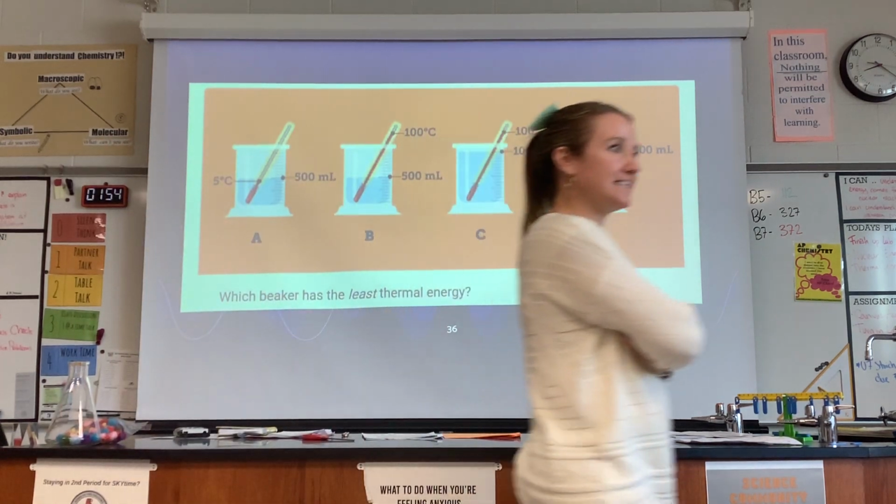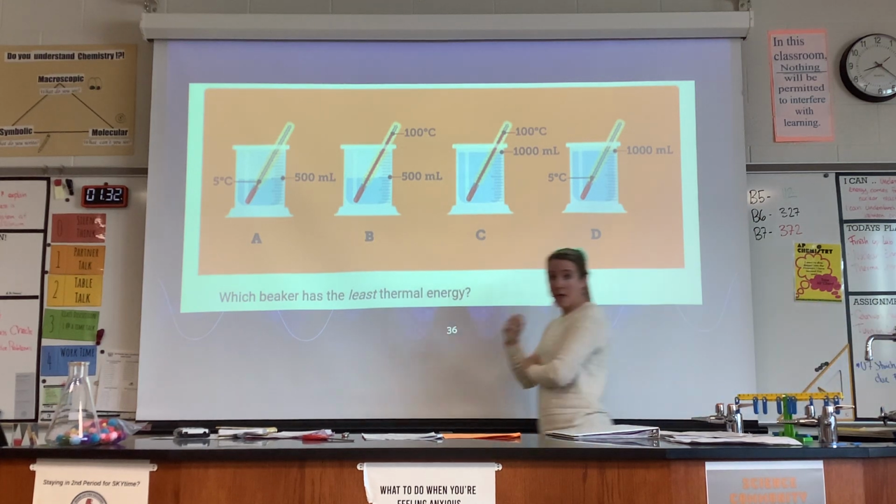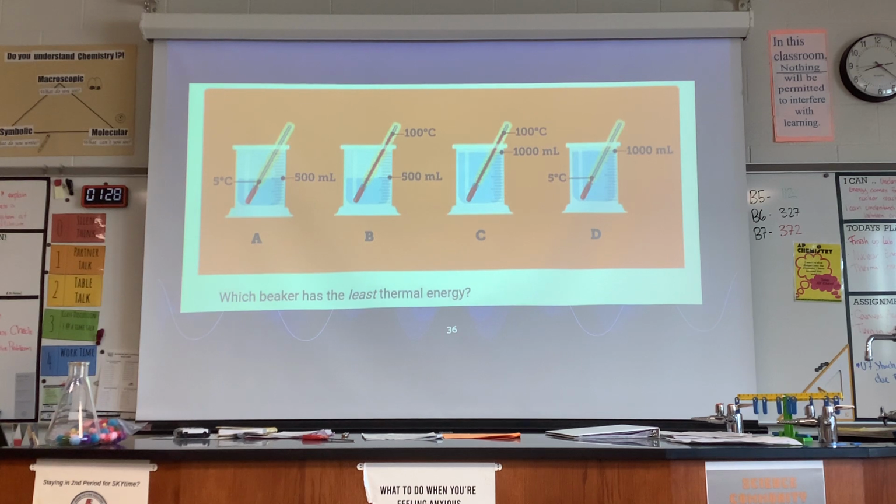Okay, so talk as a table. Think about which one has the least. Think about the 3 words we highlighted, and then put your letter on your board when you think you know what it is. Because if there's a more amount, but there's less heat, it's gonna make it that much less. Put it on your board once you have an answer.